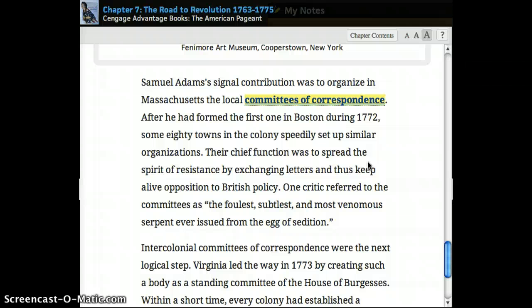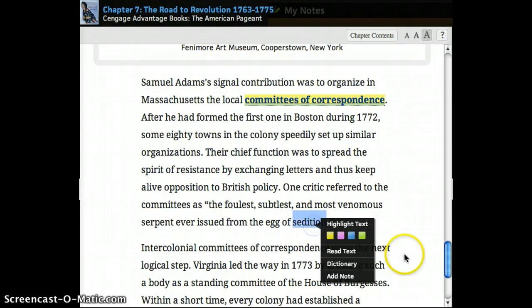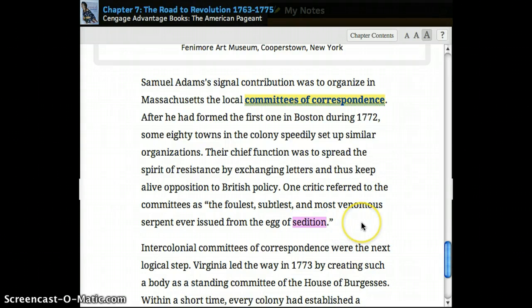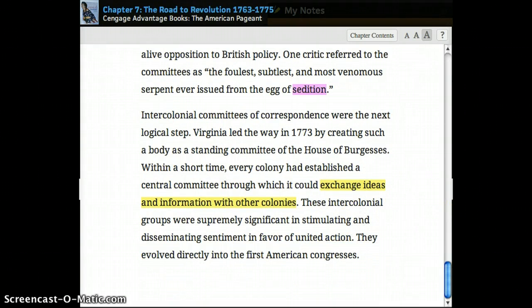So just as the Egyptian government took control of all of the telecommunications companies in Egypt to shut down social media, well, the British try and do the same thing, okay? They see this as sedition, treason, and it's something that they want to speak out against.